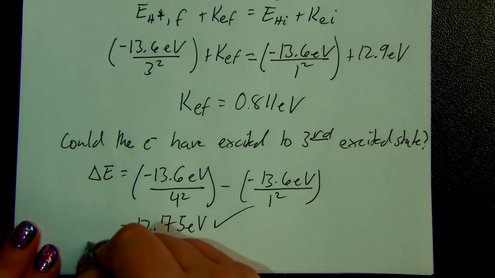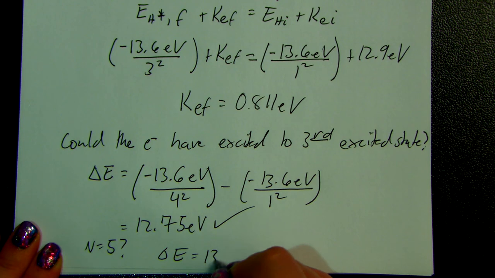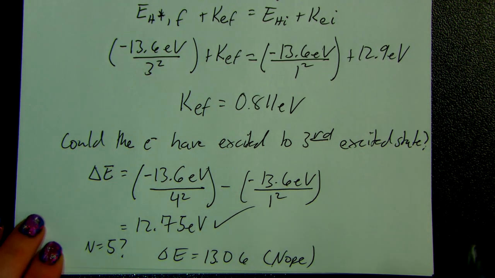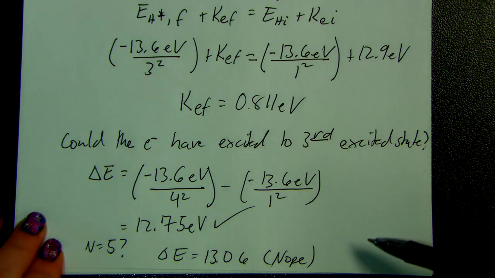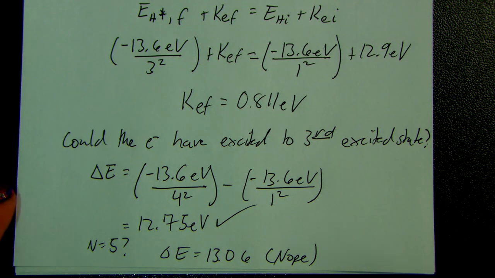What about n equals 5? Delta E for that would be 13.06, so nope. So this electron could have deposited enough kinetic energy to go into the first, second, or third excited state, but it would not have been able to excite up to the fourth excited state. All right, so moving along.